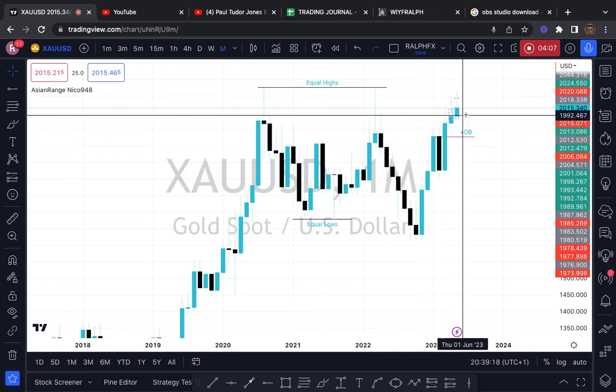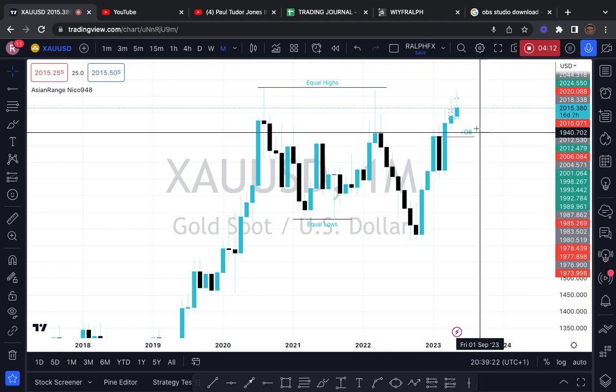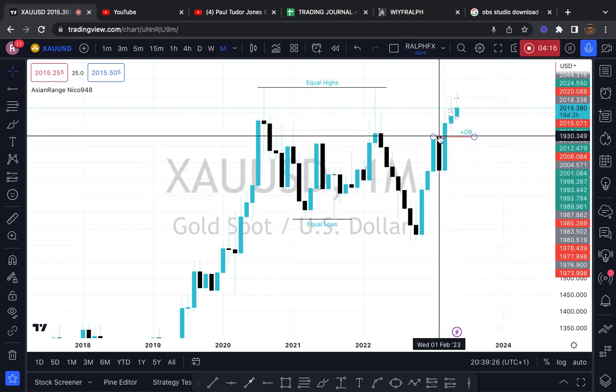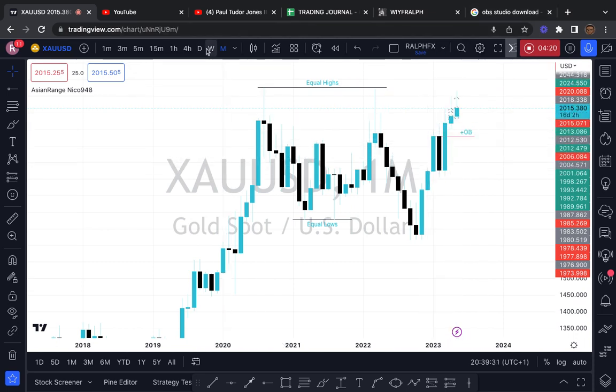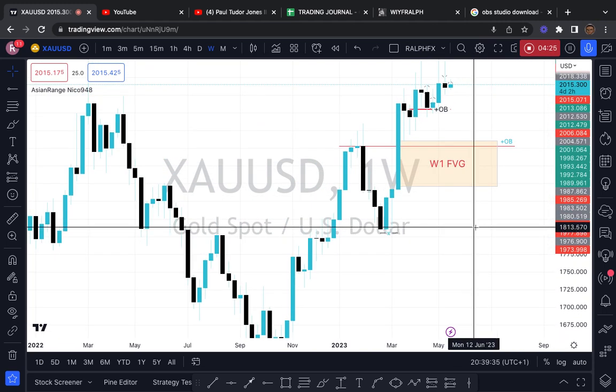Price went above. So we could actually see price push to the downside or have a rollover, maybe into this bullish order block. Maybe. Everything is a maybe. This is just tape reading. I'm just pointing out what I'm seeing.